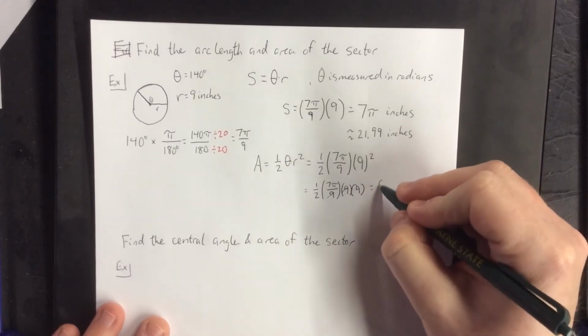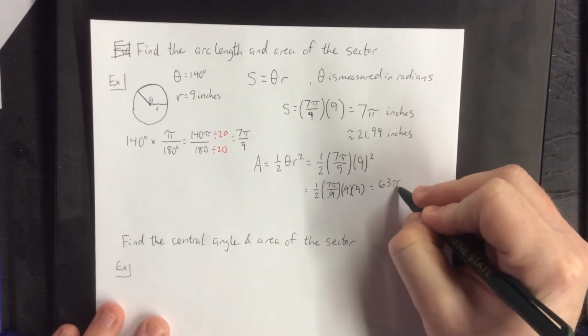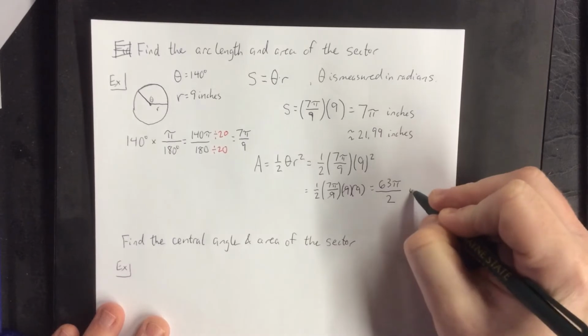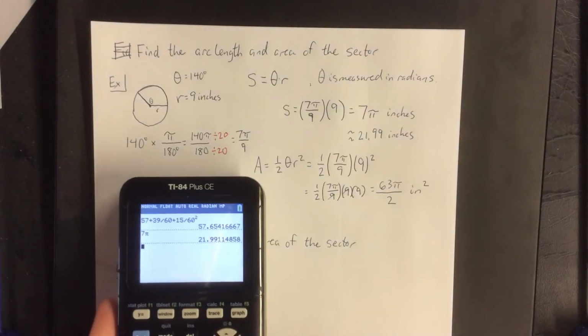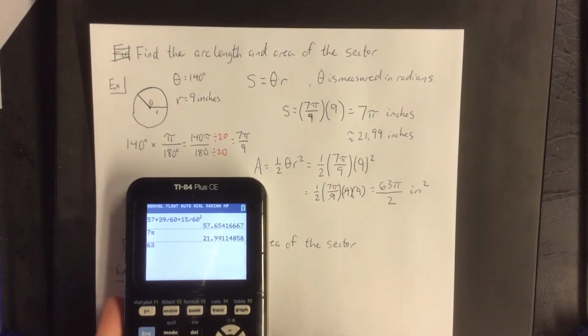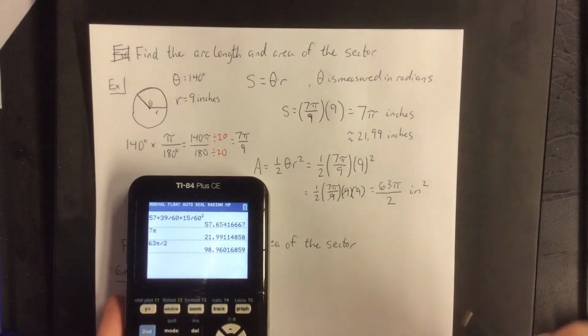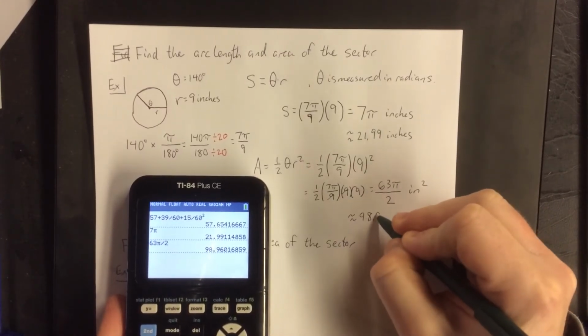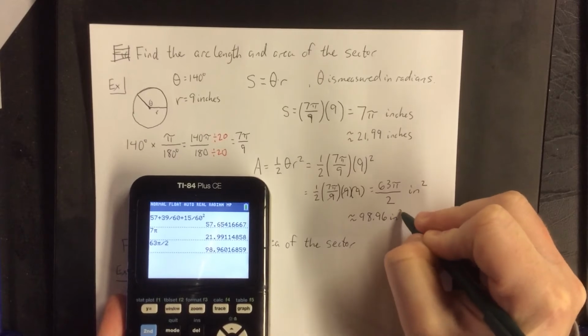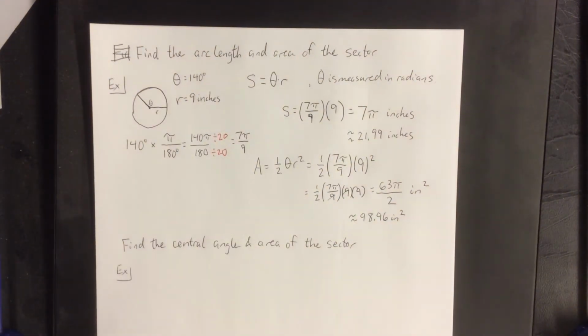9 times 7 pi for the numerator is 63 pi. Denominator is 2. And again, this will be square inches, or inches squared if you prefer. Turning to the calculator, we're looking for 63 pi over 2. So if we wanted to approximate this as a decimal, this would be about 98.96 square inches. So this is one use of the formula.